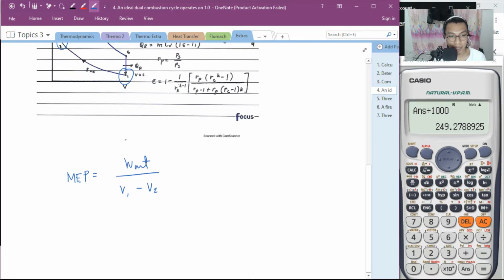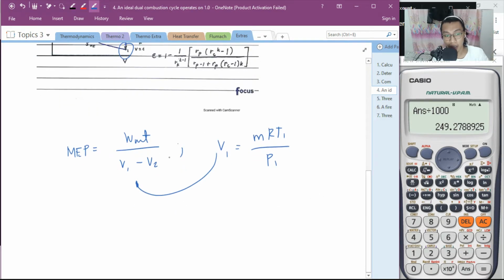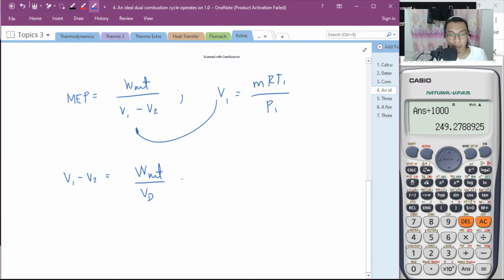O, algebraically, okay, let us put this aside. Yung V1 mo is equal to MRT1 divided by P1. Dito natin ilalagay si V1, pero mamaya natin yan i-simplify. Ito muna, i-simplify natin siya in terms of V2. So, V1 minus V2 is equal to work net divided by MEP. Dapat nakagawian yung mag-simplify niyan. So, matransform na natin siya in order to find V2. So, V2 is equal to V1 minus work net divided by MEP.